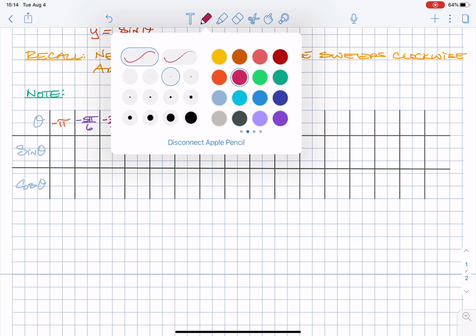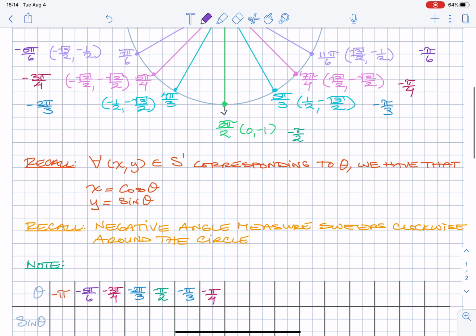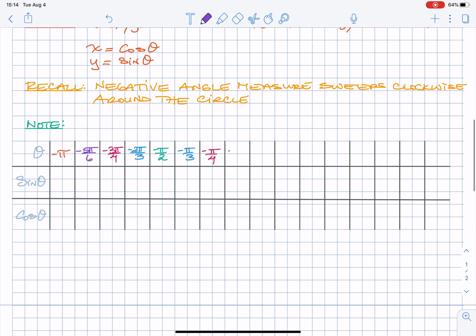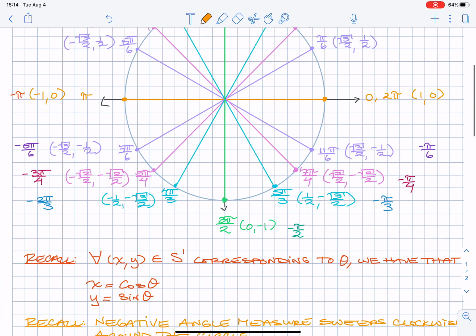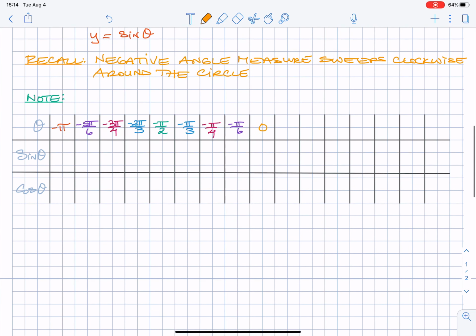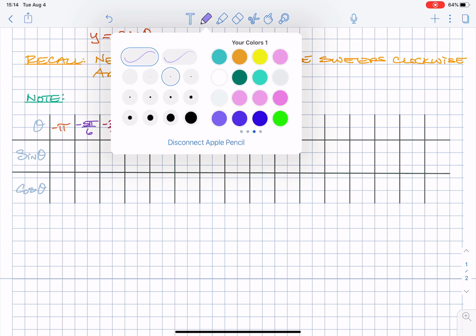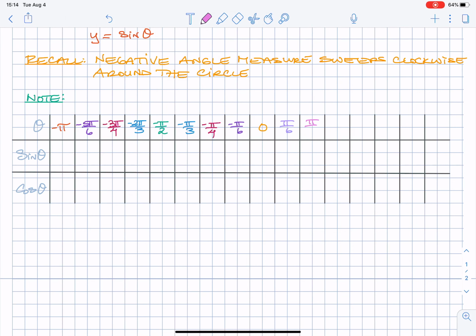Then we had negative pi over 6. And then we had 0. Okay, now we could do the positive guys. So positive pi over 6, I can just look at what I have here. So pi over 6, positive pi over 4. Do I have enough room? Oh boy, I don't know if I do have enough room. If not, I'll have to squeeze this in.